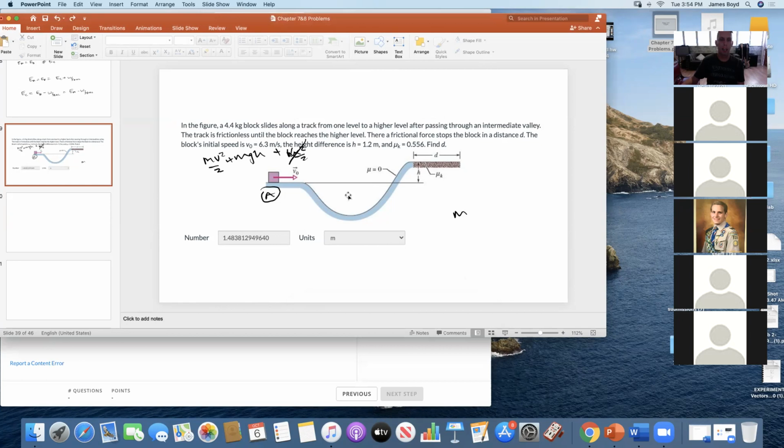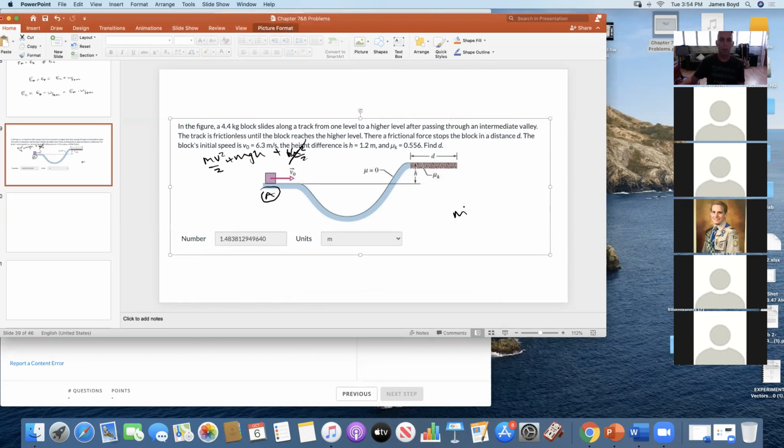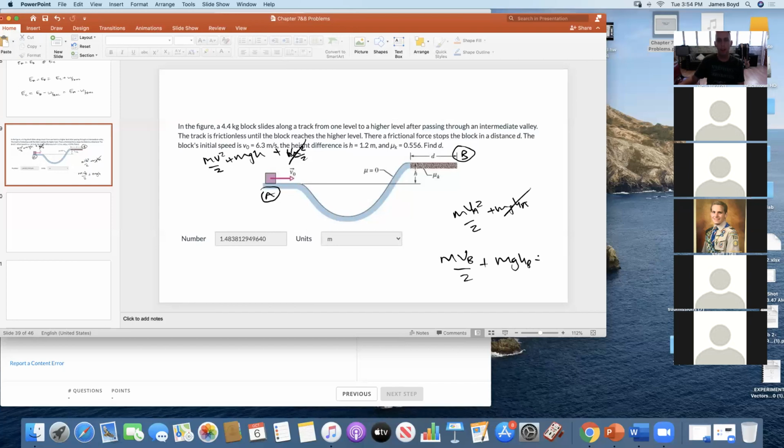So at A, we have mva squared over 2 plus mgha. But we're going to say that HA is 0. Once it gets to D, which I'm going to call B, it has mvb squared over 2 plus mghb plus the work done by friction, which is mu mgd. Now we want D. HB is certainly there. There is no velocity. This is EA. This is EB plus work of friction.